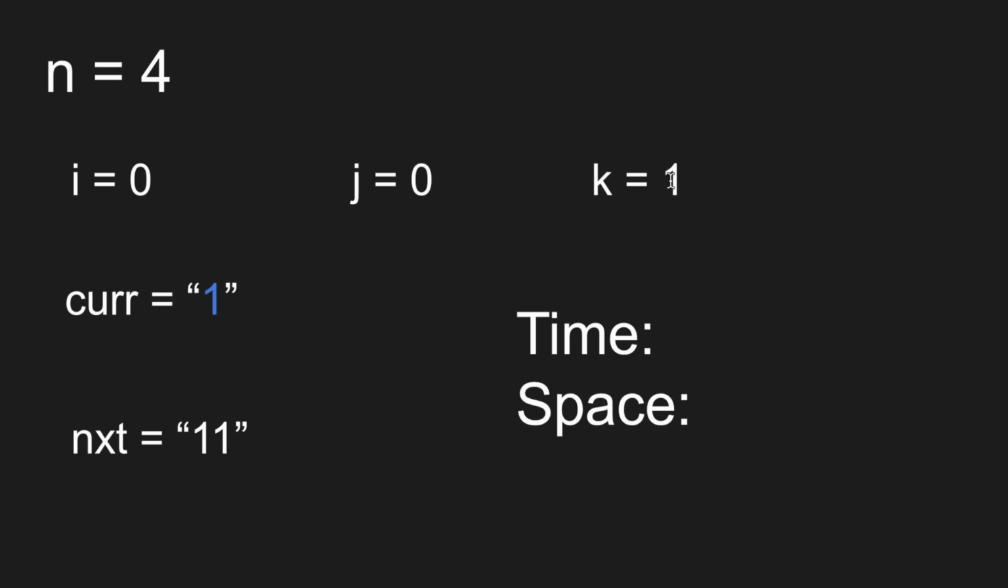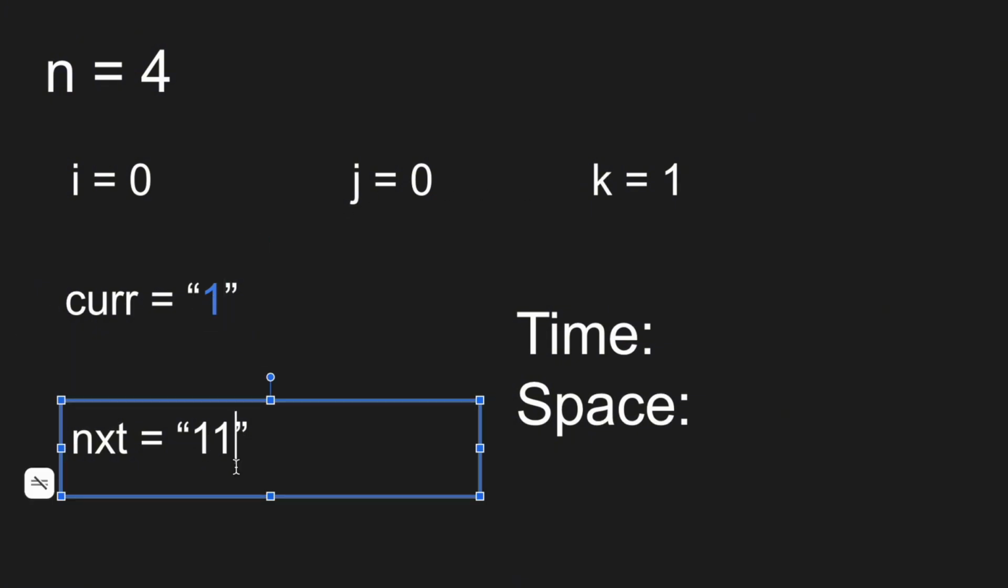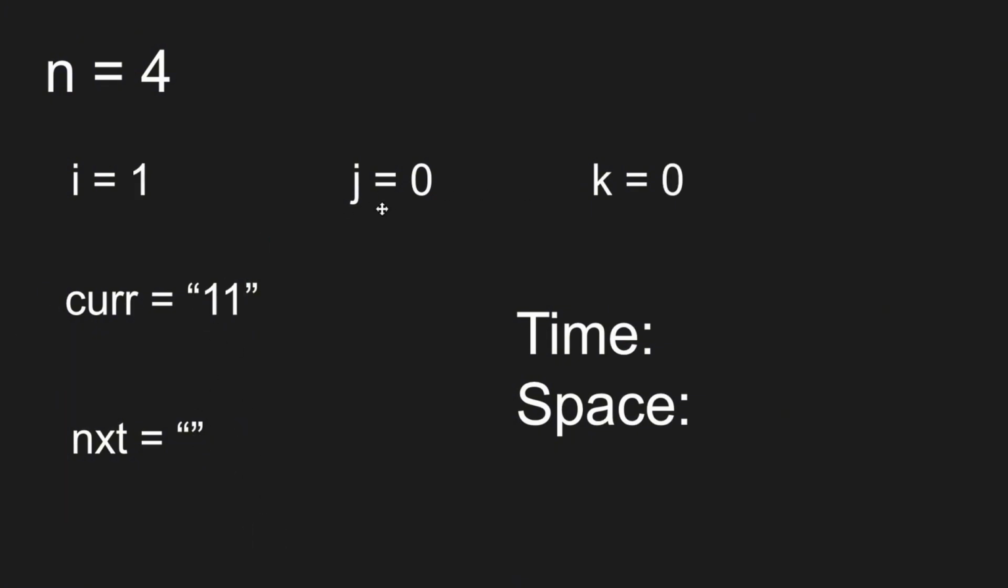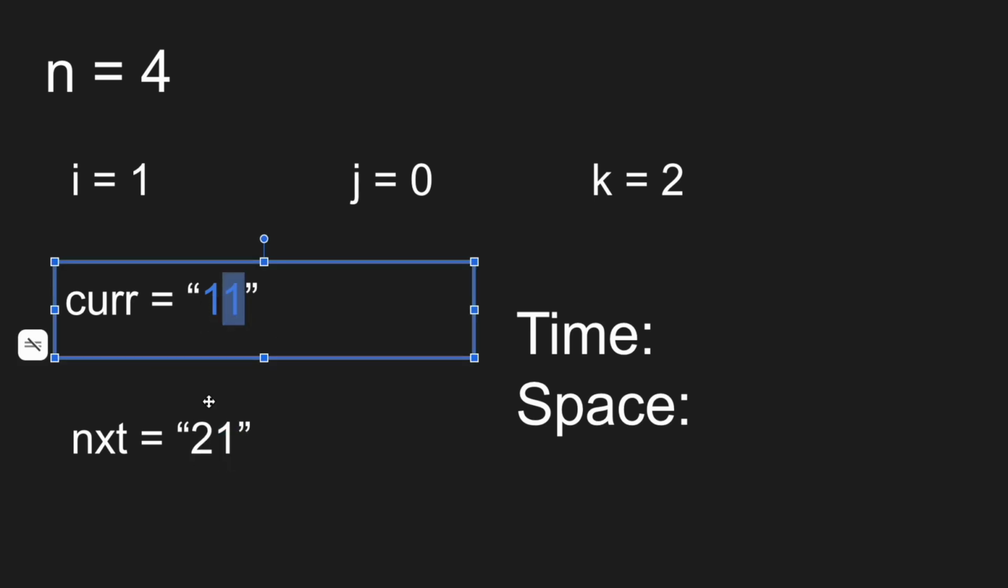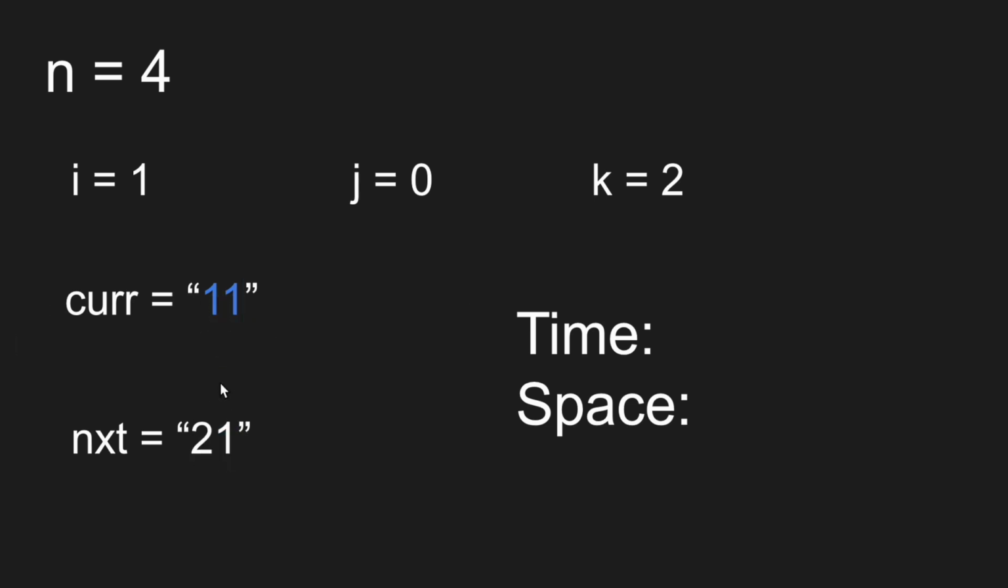So first, we come to k. After incrementing k by 1, it is no longer less than the length of current string, so we will add k minus j, which is 1, and 1, the string itself, to next. And now we need to set next to current and reset everything and increment i by 1. So we see that there's 2 instances of 1, so that's why k is equal to 2. We incremented k by 2. k minus 0 is 2, so we add 2 to the next string, and then we will add 1 because 1 is the string that we are counting. And then now we need to reset everything again and increment i.